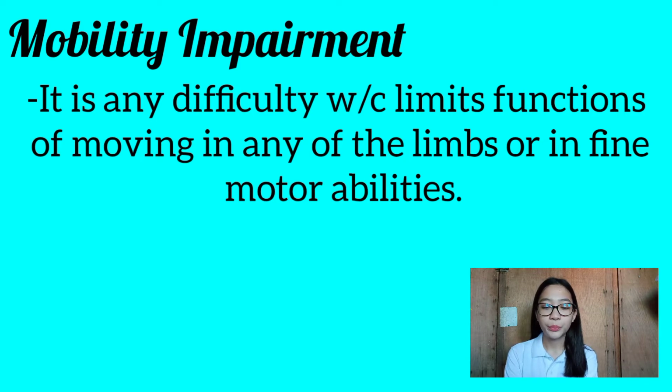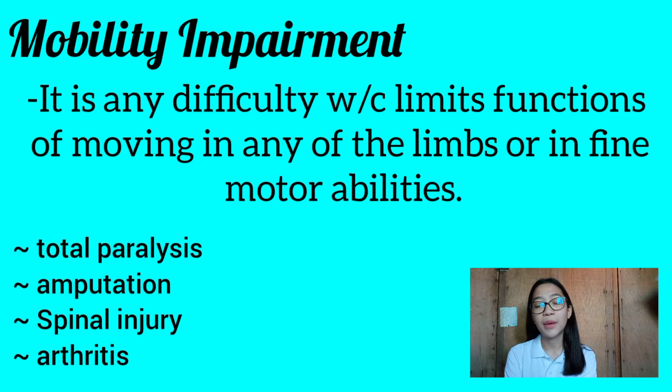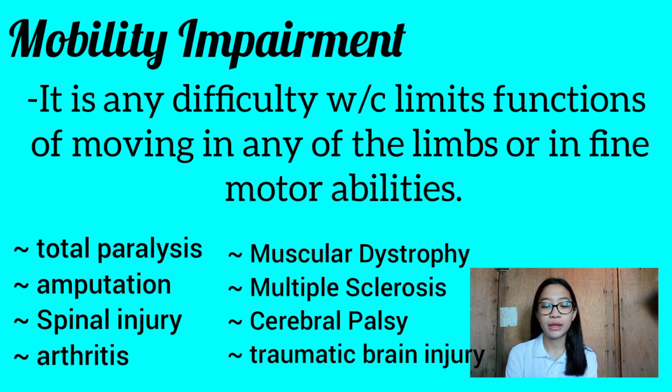So the most common permanent disabilities are musculoskeletal impairments such as partial or total paralysis, amputation, spinal injury, arthritis, muscular dystrophy, multiple sclerosis, cerebral palsy, and traumatic brain injury. Additionally, conditions such as respiratory and cardiac diseases can impair mobility due to fatigue and reduced stamina. There are types and difficulty of walking and moving.